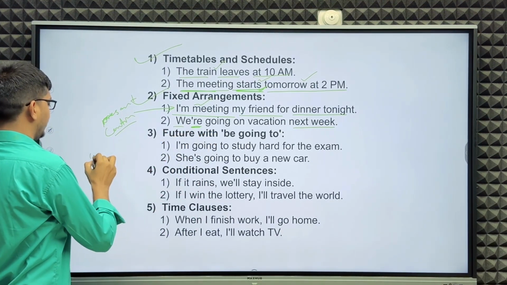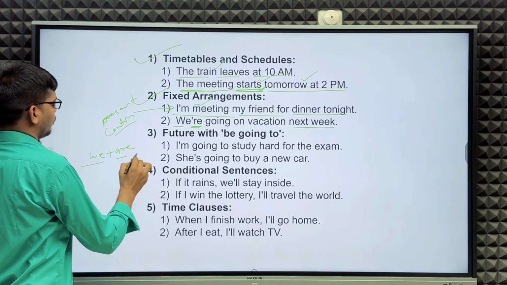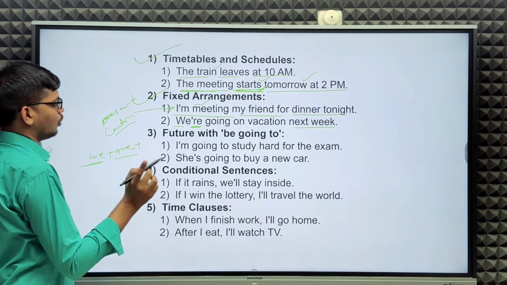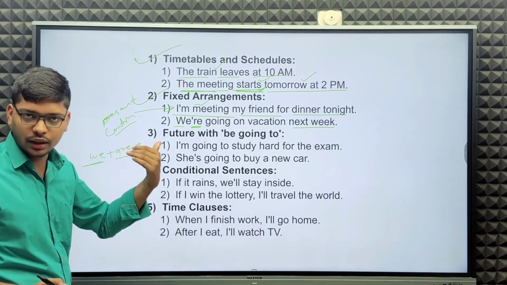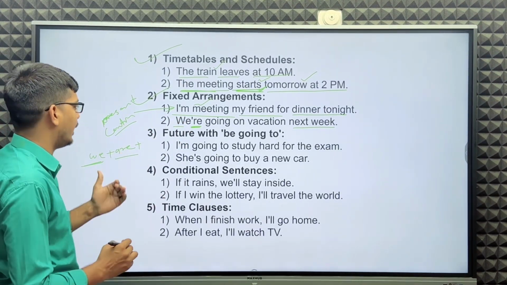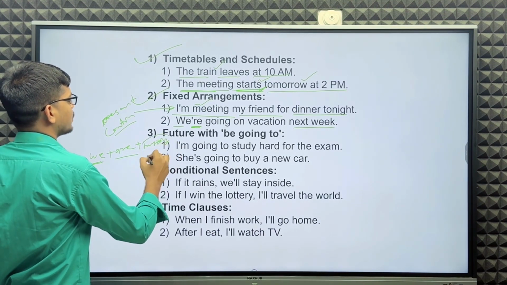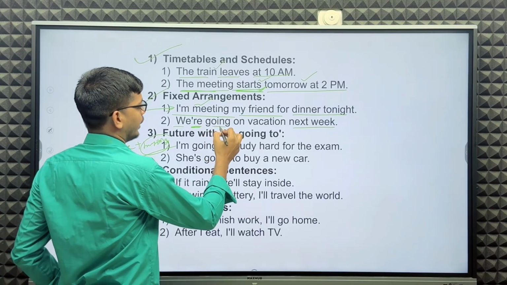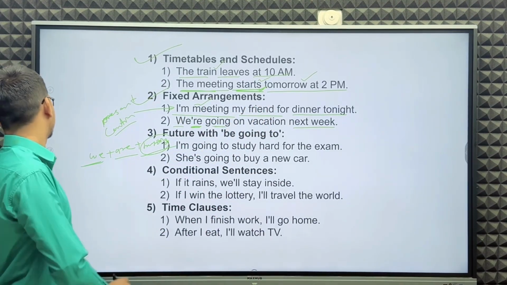Are, be is a singular subject, are a singular helping verb. So be, are, plus... in present continuous tense we have to add base form plus ing. So base form plus ing, here going. Okay, going on vacation next week.